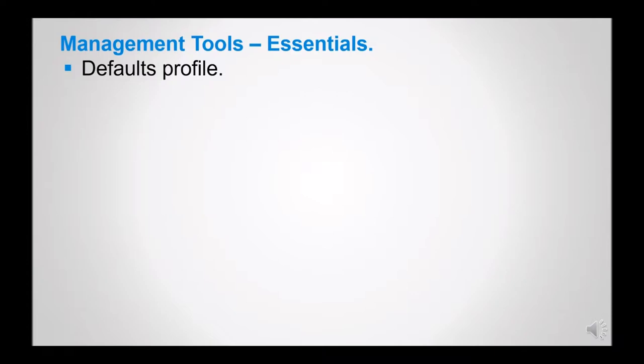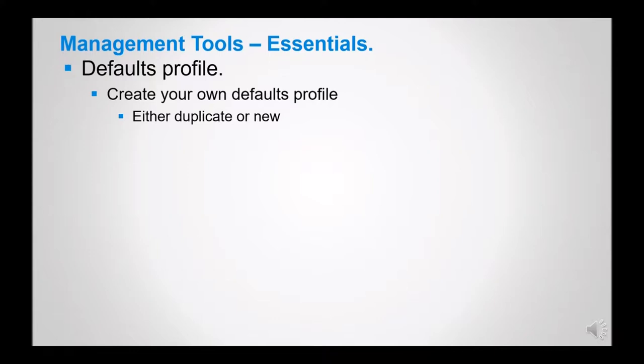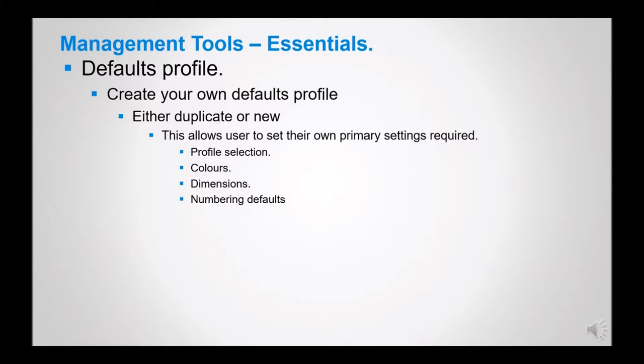So the defaults profile. You should create your own defaults profile, the same as the author. The system will come with a standard one, which is Advanced Steel. You can either duplicate that one or create a completely brand new one, which you can then edit as you want. Basically, this is a series of settings in the background of the system that can be controlled to enable you to set up what you use for primary colors, for example, dimension styles, numbering defaults, NC settings, all kinds of variables that are controlled by these sort of switches, toggles, drop downs, etc. There are a vast number of these in the system, and people do change them depending on what project they're working on. Sometimes people have different profiles depending on which company they're working for.